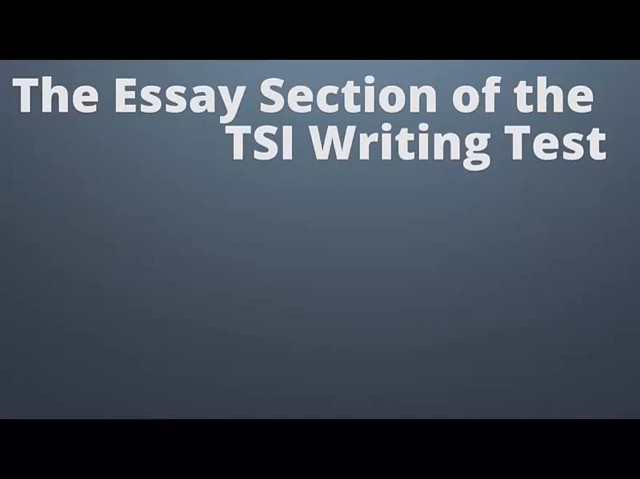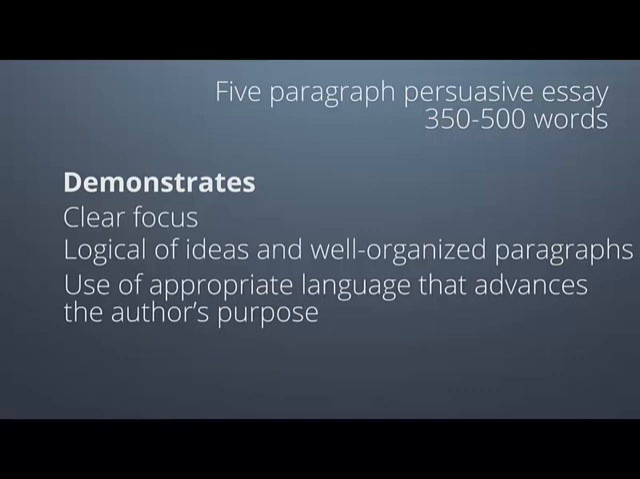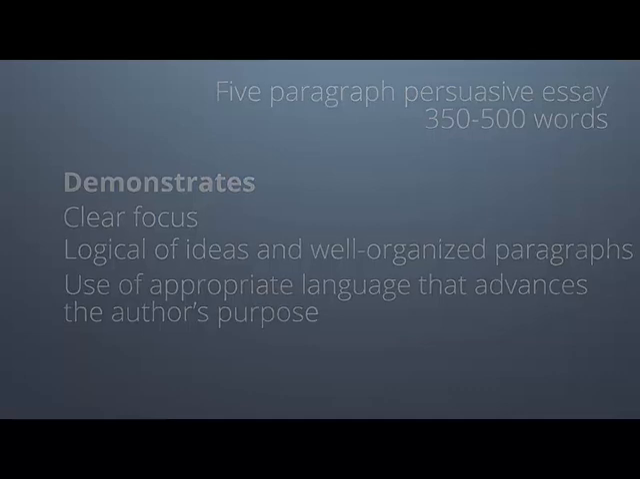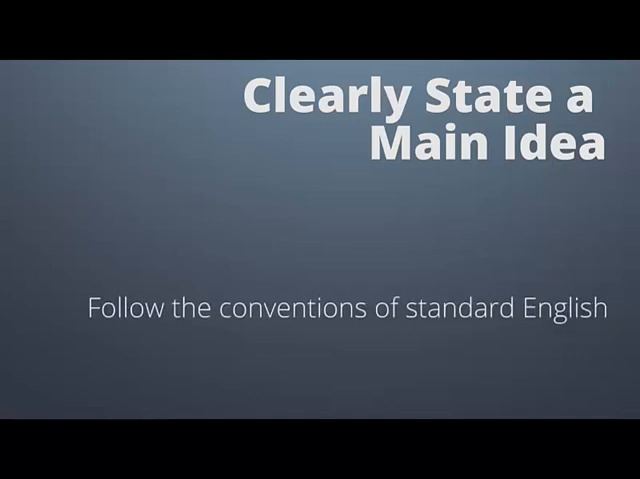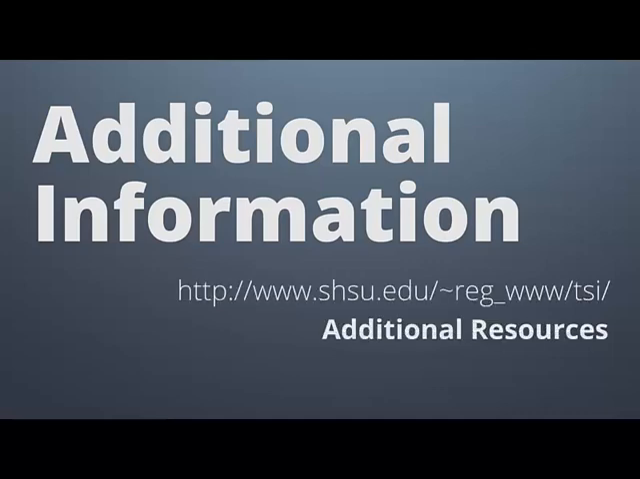The essay section of the TSI writing test, also called the Right Placer, will require you to write a 5-paragraph persuasive essay, approximately 350 to 500 words, that demonstrates a clear focus, the logical development of ideas in well-organized paragraphs, and the use of appropriate language that advances the author's purpose. You will be expected to clearly state a main idea and provide specific examples and details to back up the main idea, as well as follow the conventions of standard English. For additional information on the Right Placer scoring rubric, please visit our TSI website and click on Additional Resources.